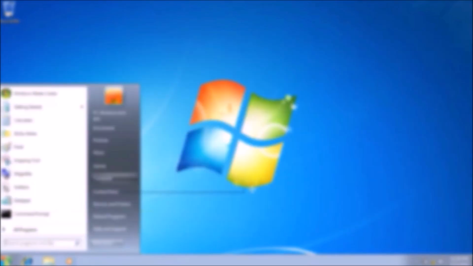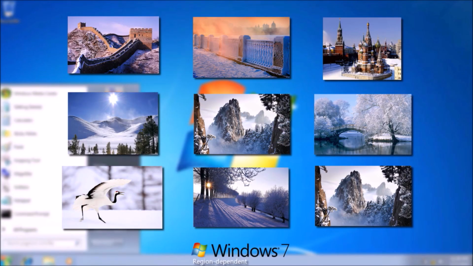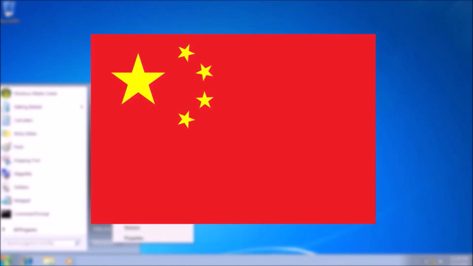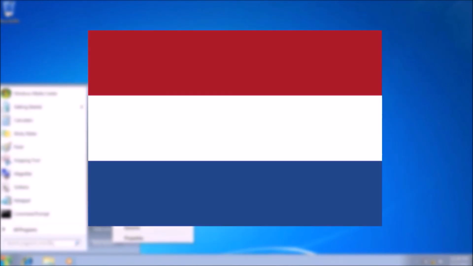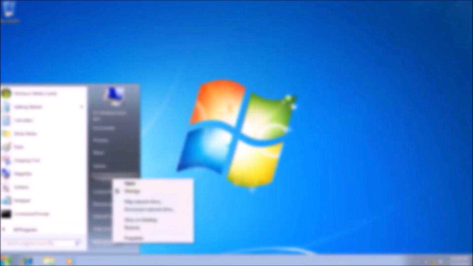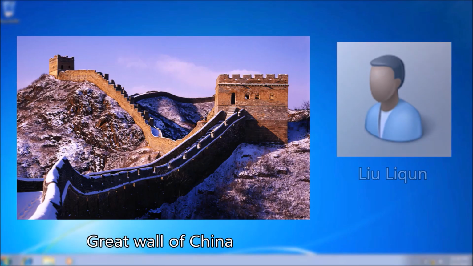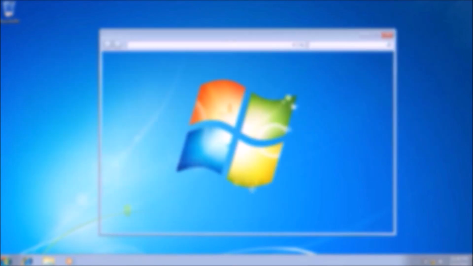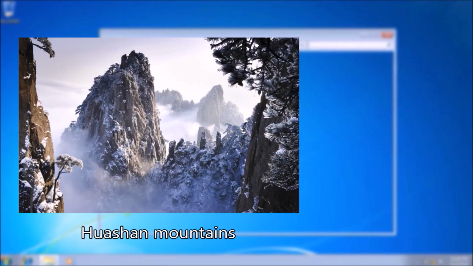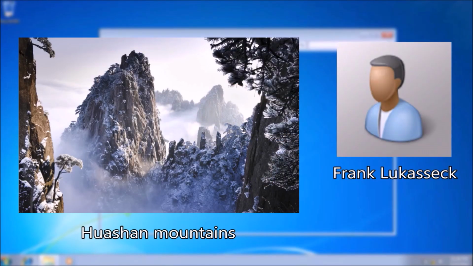Alright, so for the next wallpapers, we're gonna go through them quickly, because for most of them, I can't really find much information on them. The images came from China, Germany, Japan, the Netherlands and Russia. The first one from China shows the Great Wall of China covered in snow, which was photographed by Liu Liquan. The second photograph is of the Longshan Mountains in China, made by Frank Lukasik.